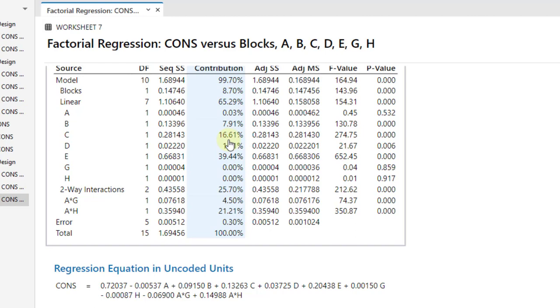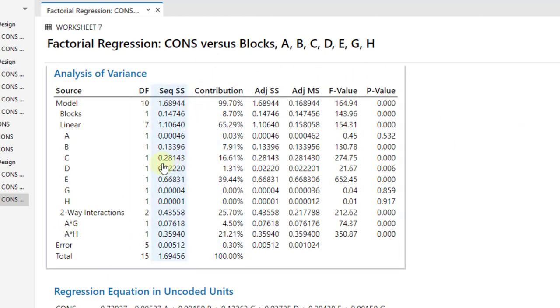How can we calculate this percentage contribution? For example, if you want to find the percentage contribution of C, use the sum of squares SS term, that is 0.28143, divided by the total sum of squares, that is 1.69456, and you will get this value of 16.61.